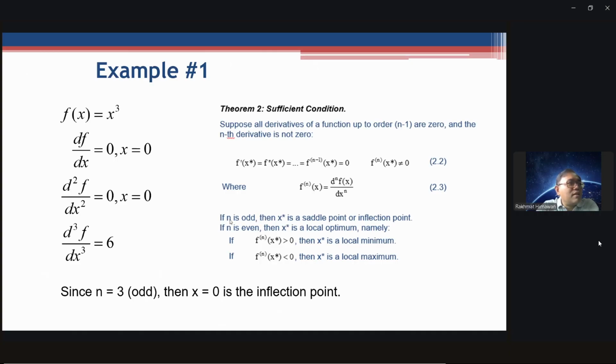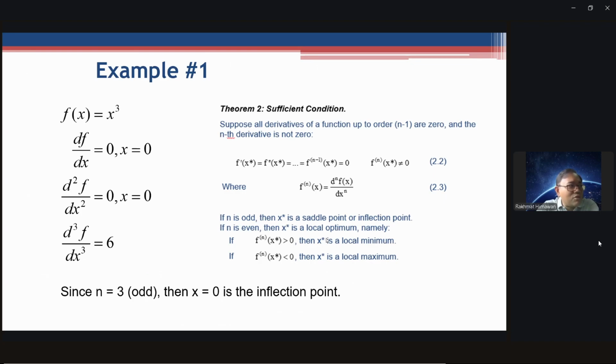Here, the n is 3. 3 is odd. That means when the x, or the x star, is 0, it is a saddle point or inflection point. It is not a local minimum, it is not a local maximum. It's only an inflection point.